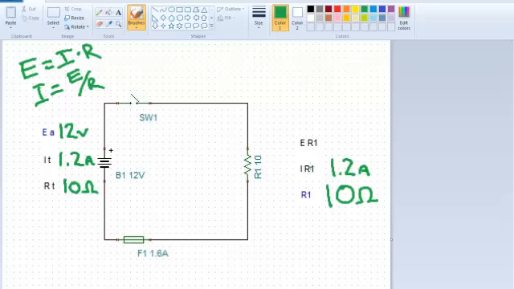to my resistor. So I know that the current going through the resistor is 1.2 amps, and with 10 ohms of resistance, I can use Ohm's law again and see that E equals I times R. So multiply those two together and we get our 12 volts. So for the circuit with only one load, all the applied voltage will be seen at that load.